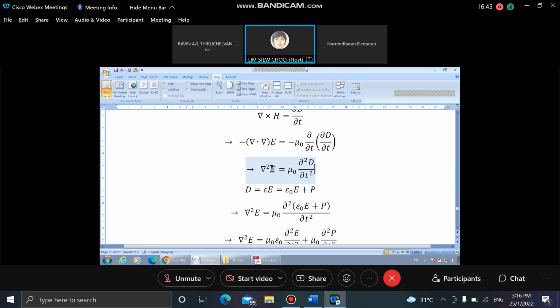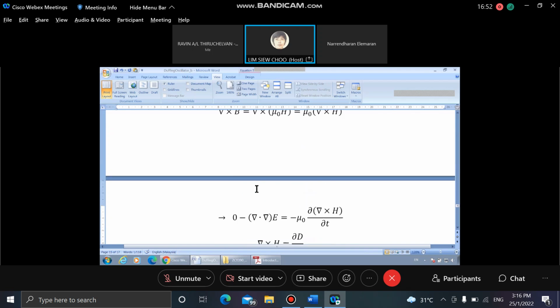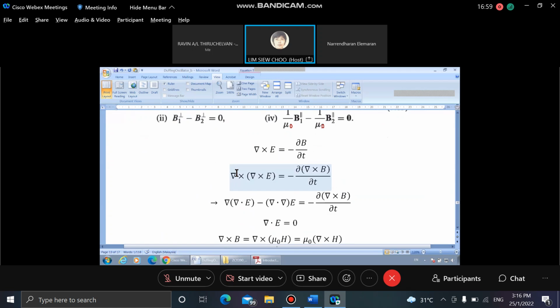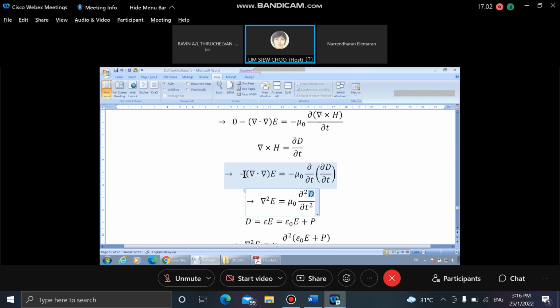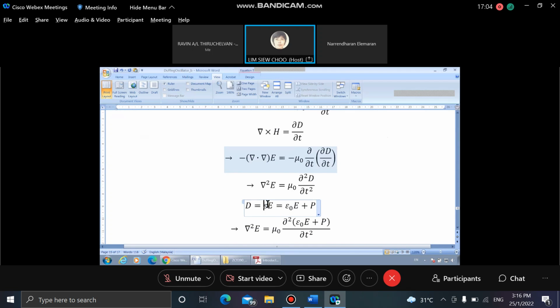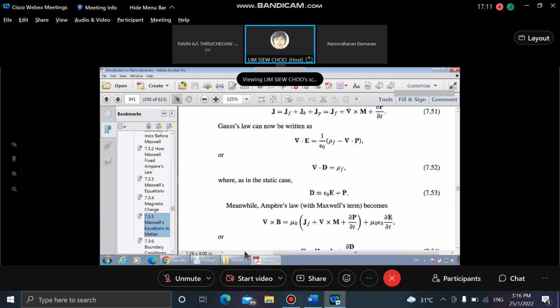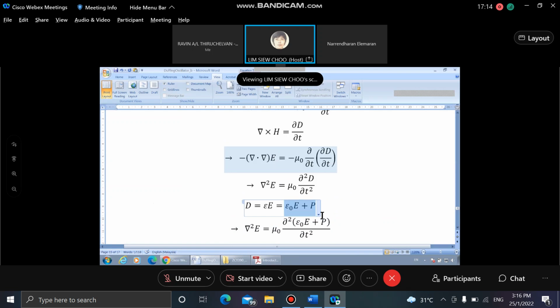So you see the left hand side is E, the right hand side is D, it is not balanced. We have to use the constitutive relation. Just now the constitutive relation is what? Is this: D equals epsilon naught epsilon E. And if you refer to the textbook, you know that D equals epsilon naught E plus P. So you substitute D into this position, right?